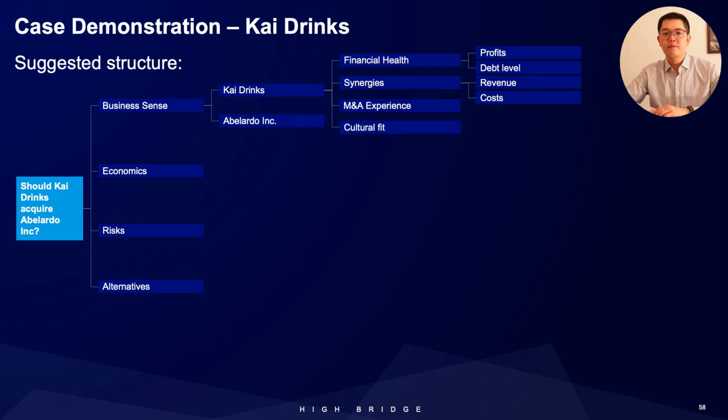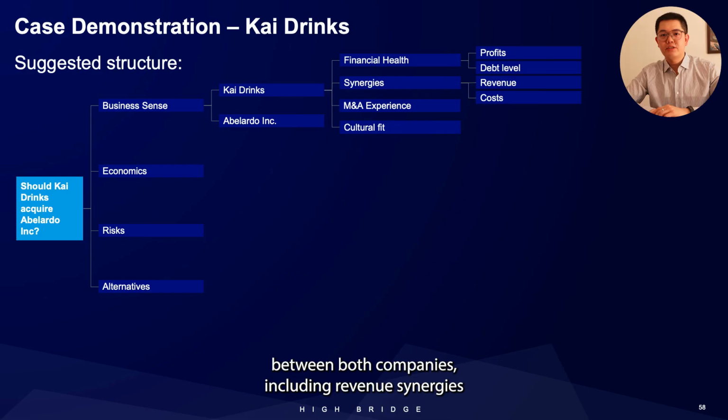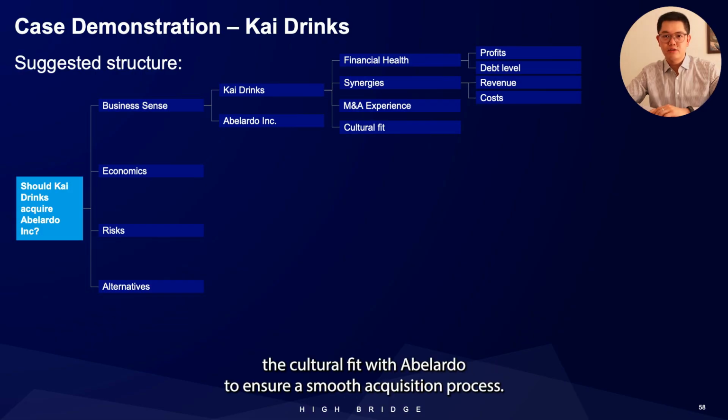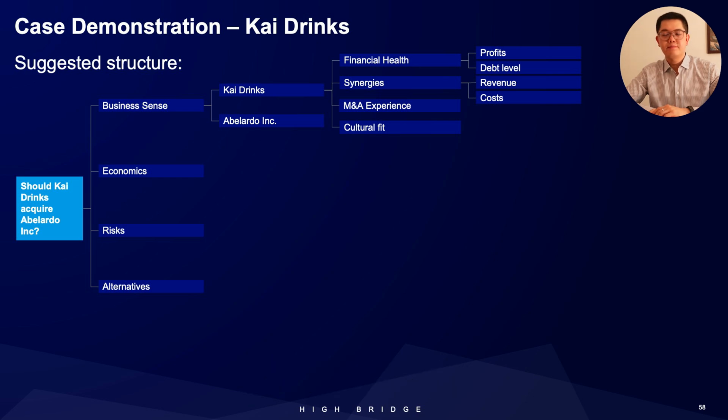You can continue. Good. Starting with business sense, I will assess both Kai Drinks and Abelardo primarily in 3 areas. First, I will evaluate the company's financial health, focusing on factors such as profits and debt levels. Second, I will examine the potential synergies between both companies, including revenue synergies from cross-selling or expanding the customer base, as well as cost synergies such as bulk buying to reduce costs. Third, I will consider our M&A experience and evaluate the cultural fit with Abelardo to ensure a smooth acquisition process.